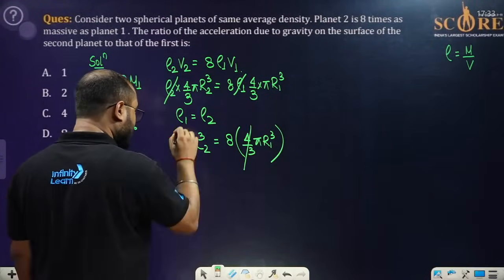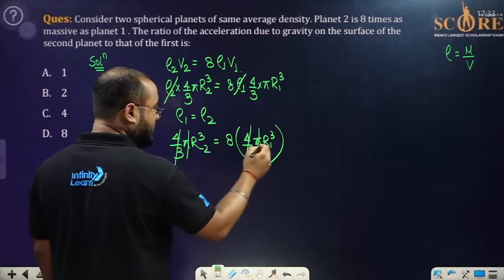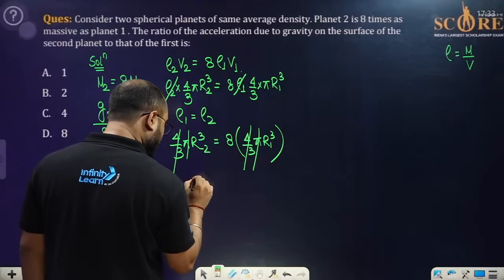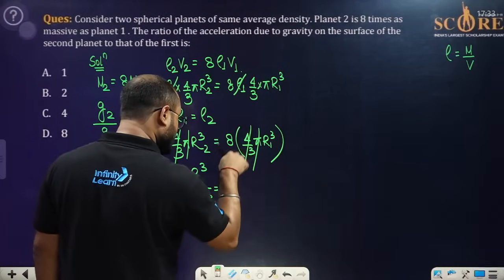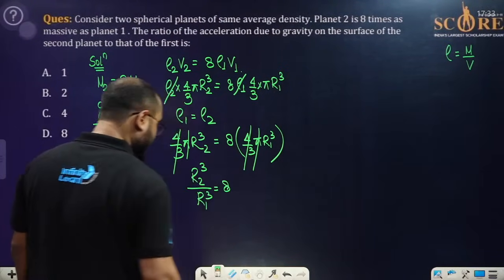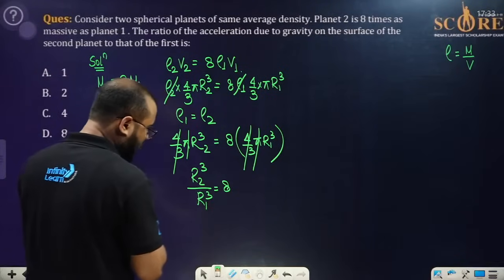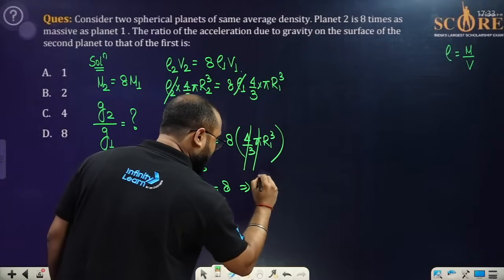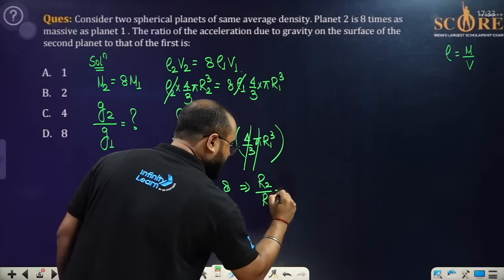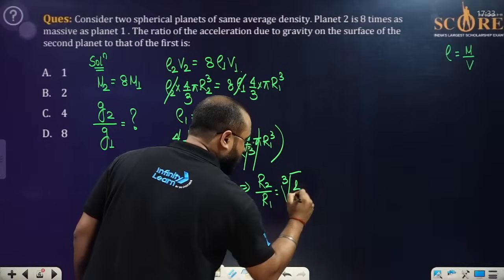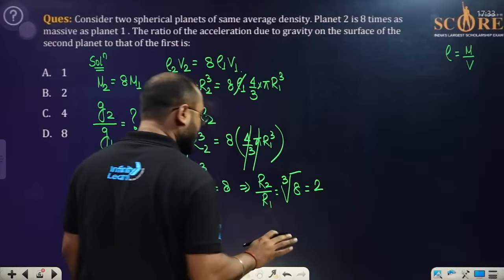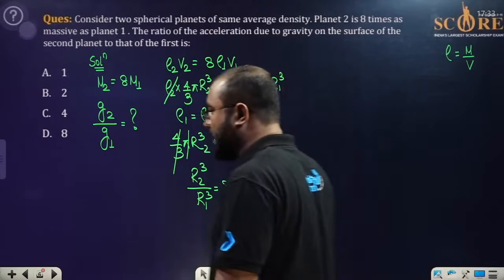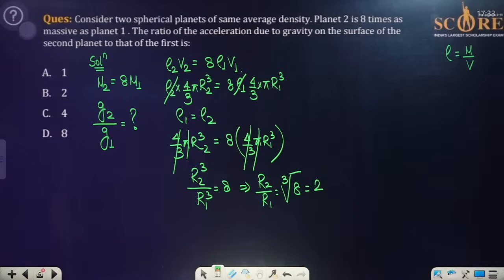Now this 4 by 3 cancel, this pi is cancelled. What we are getting over here is that r2 cube by r1 cube is equal to 8. If it is so, we can say that r2 by r1 is equal to the cube root of 8, which is going to be 2. Simple. Fine. If we have found out this much, now we will be moving forward with the value of g.